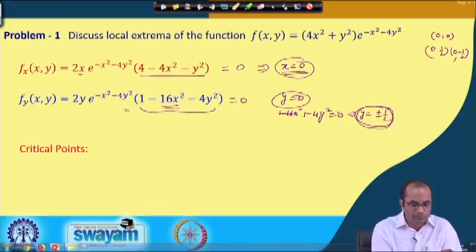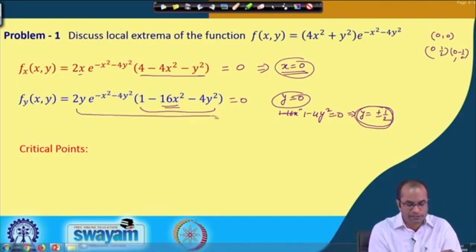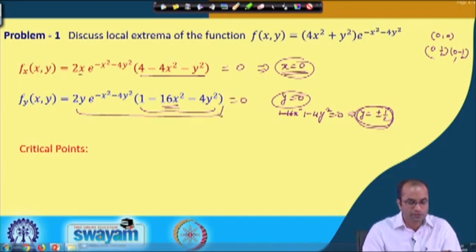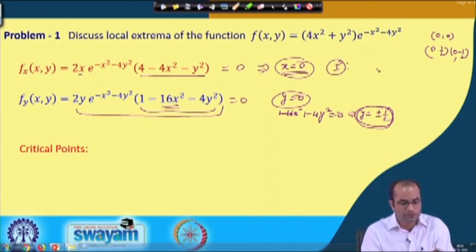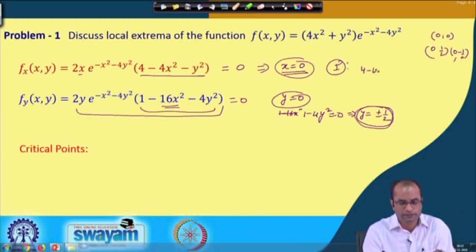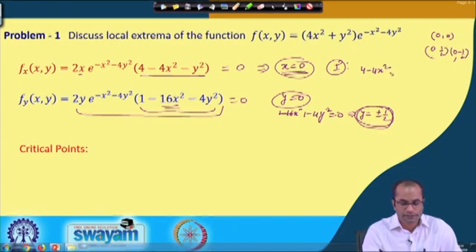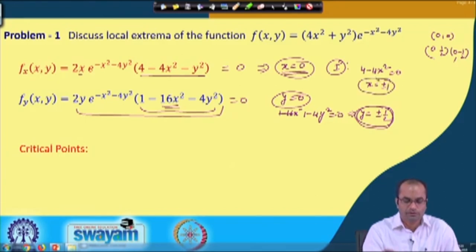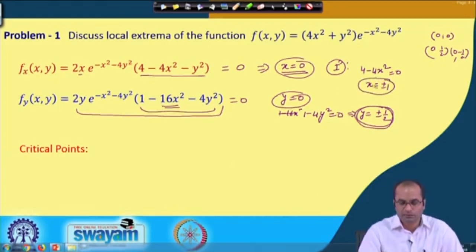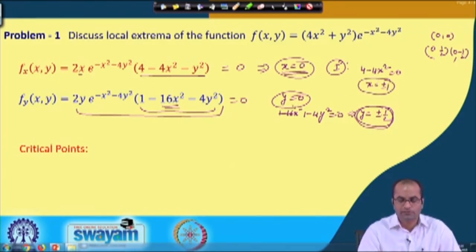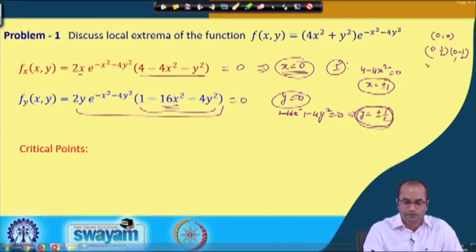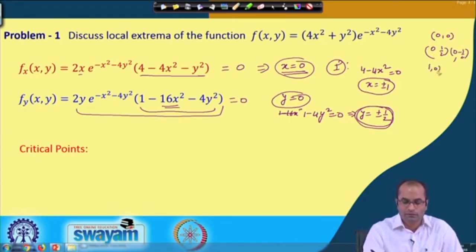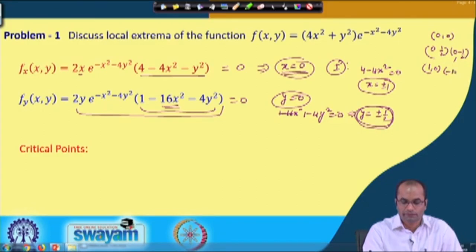So, if y is 0 from the second equation, which is making this derivative 0, from the first we can get, when we set y to 0 here, 4 minus 4 x square is equal to 0. So, we will get x equal to plus minus 1. So, these are the other points with y 0. So, we have plus 1, 0 and minus 1, 0.